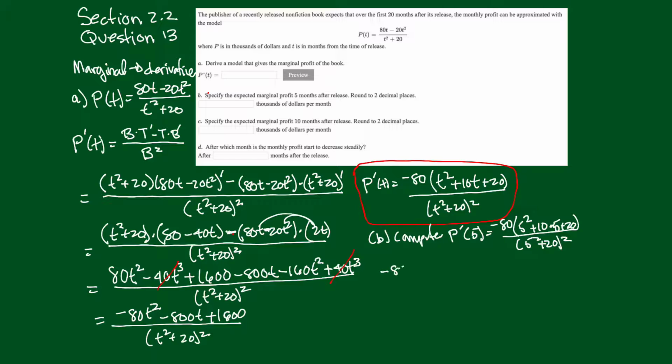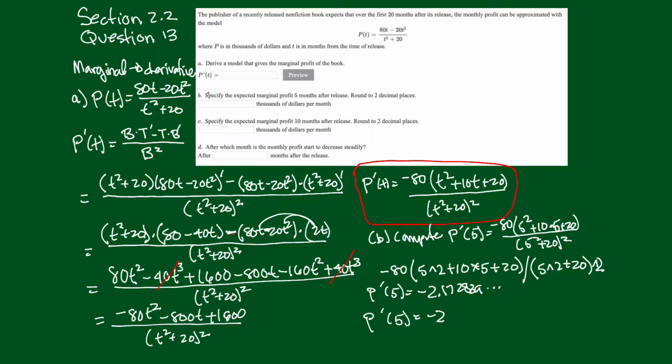So I typed in negative 80 parentheses and then 5 squared plus 10 times 5 plus 20. Now close that parentheses. That closes off the top. Divided by parentheses 5 squared plus 20, close, and square that. And when I did that, I got P prime of 5 being negative 2.172839... but we're supposed to round to 2 decimal places. How about this? P prime of 5 is equal to negative 2.17.